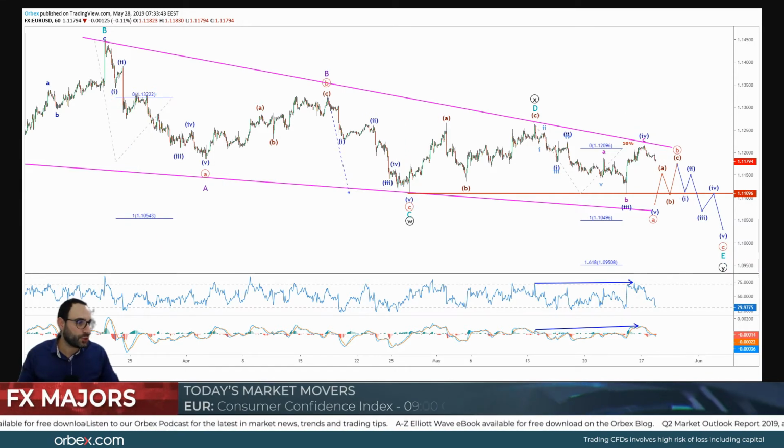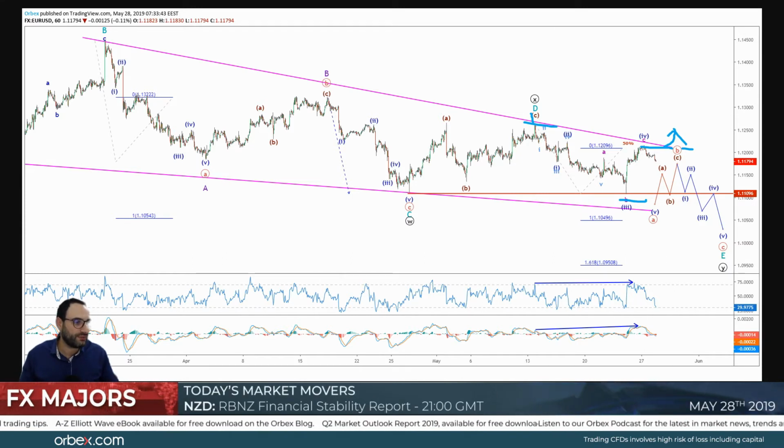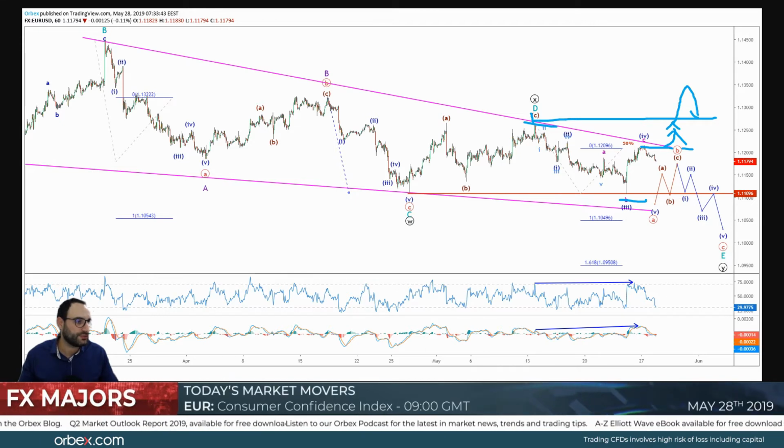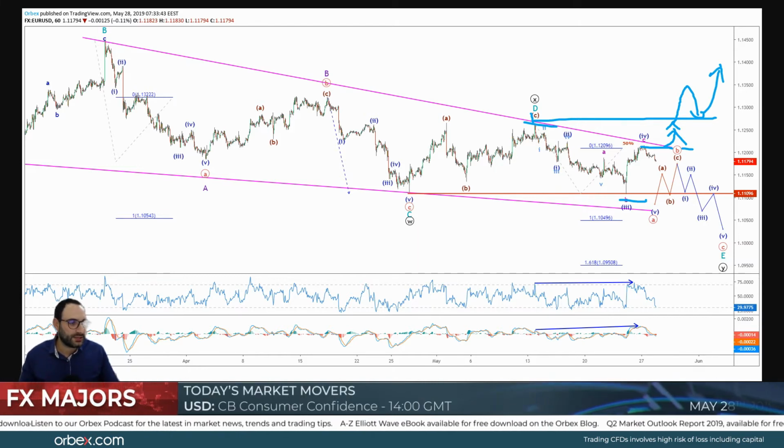Invalidation point, of course, is the 50 Fibonacci retracement of this wave. If prices move above, then obviously we have a mixed view. A break above here could be the sign we were expecting to see for bulls to start stepping in. But in the short term, I'm leaning towards the bear side rather than the bull side. But yet again, invalidation point 112 or even a little bit higher.